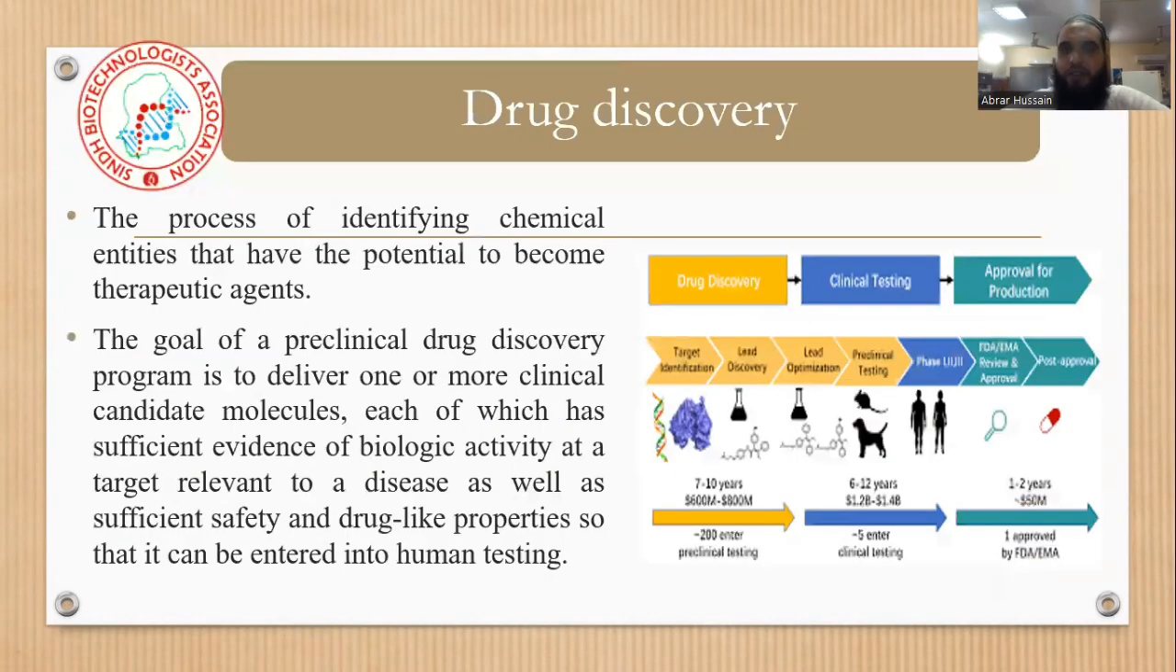So, starting formally, very briefly about drug discovery. What is the drug discovery process? The process of identifying chemical substances which have the potential to become a therapeutic agent in future or treat a disease is called the drug discovery process. In a nutshell, drug discovery is a process in which we identify substances which have some chemical properties and some biological effect and can be used for the treatment of some disease. These are called drug discovery.